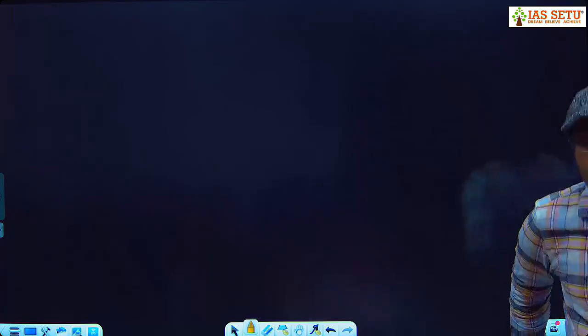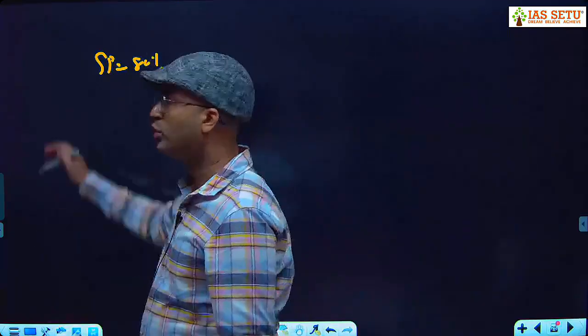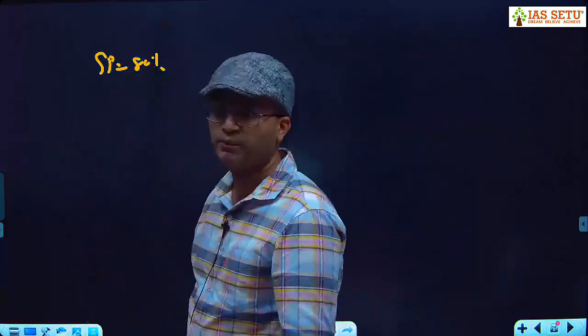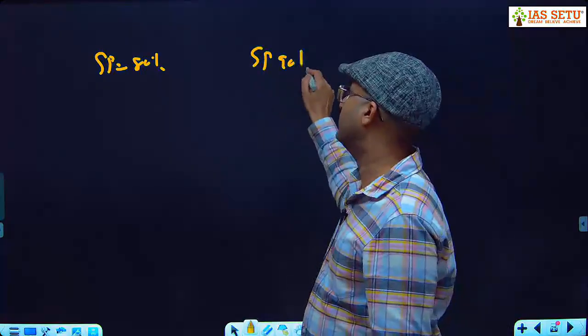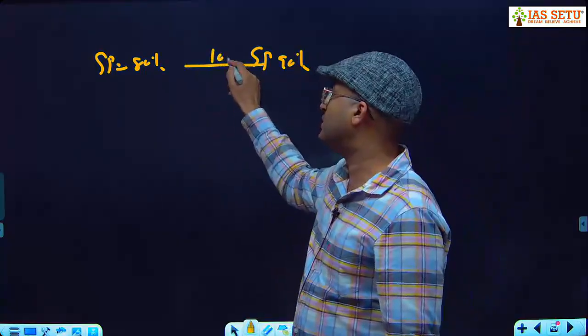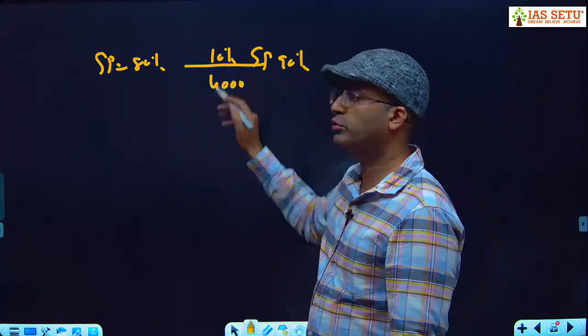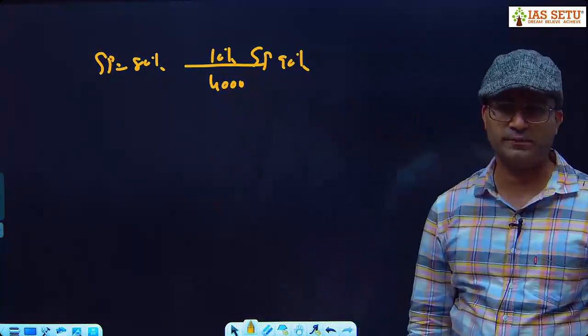कैसे? First case there is a 20% loss, you directly write selling price 80%. पूरा लिखने की जरूरत नहीं है if you are clear. Second case there is a loss 10%, so selling price 90%. So what is the difference? 10%. That is because of 4,000 rupees. 10% is 4,000, so 100% is 40,000.